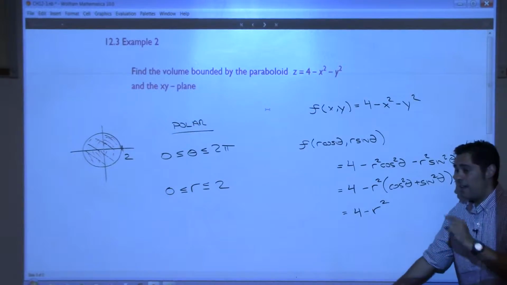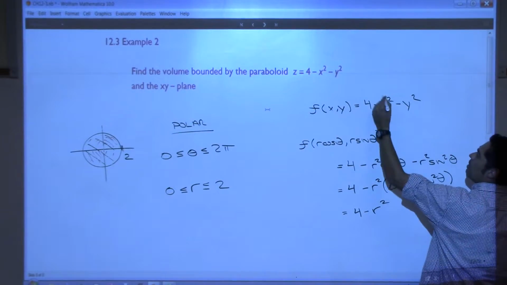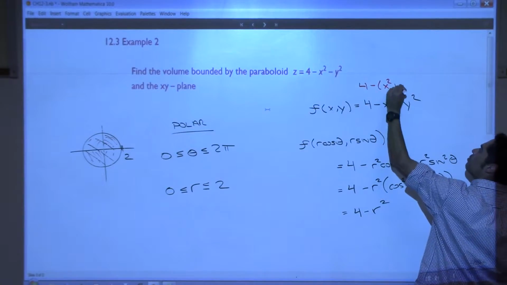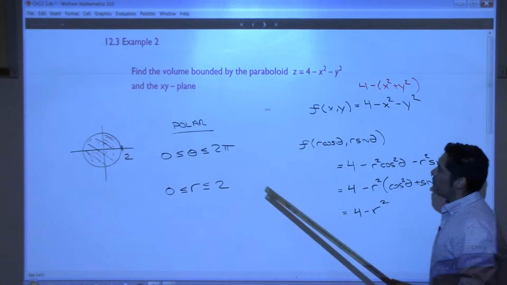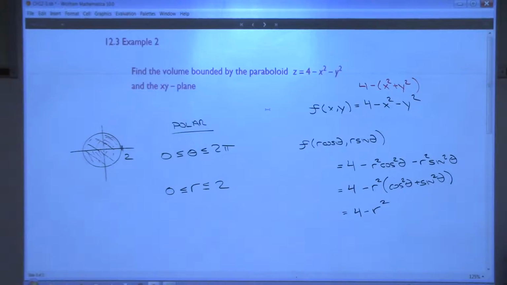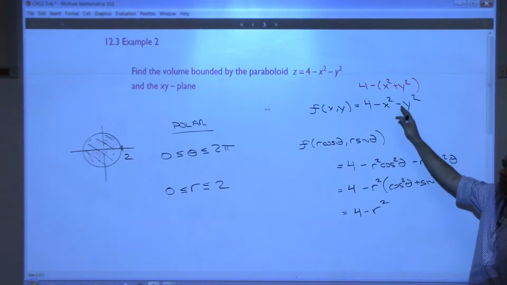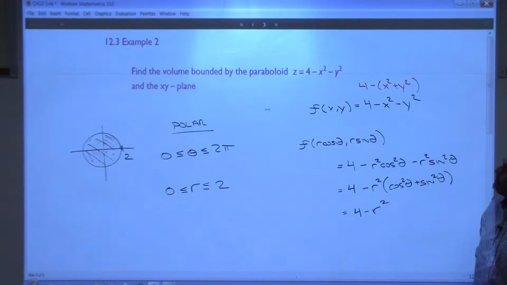Now you could have noticed that beforehand had you rewritten this as 4 minus the quantity x squared plus y squared. Do you remember when I was showing you relationships between Cartesian and polar? I said one relationship was x squared plus y squared is r squared, from the Pythagorean identity. That saves you a little bit of trouble. So anytime you're converting from Cartesian to polar and you see x squareds and y squareds together, you can be thinking, can you get that into r squared? All right, so you ready to set this double integral up?